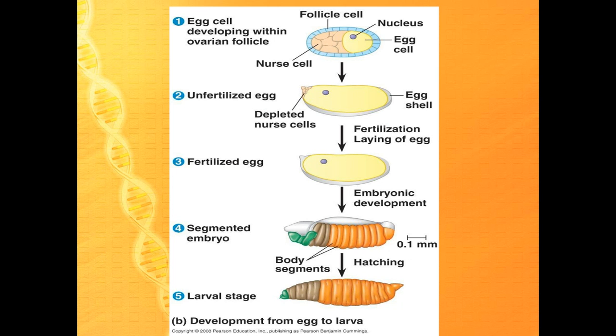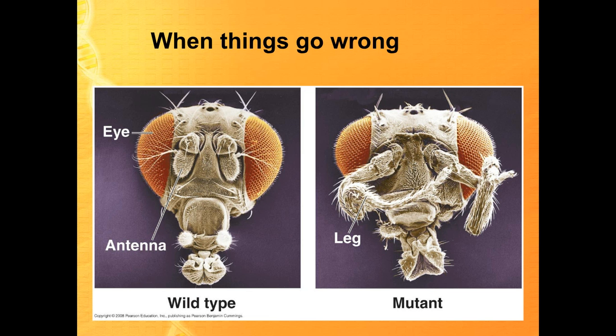So I know I stumbled through that a little bit. I apologize if that's at all confusing. But here's a picture of where there's been a mutant or it's been modified in some way. Notice you get legs where antenna should be. So something is messed up with the body plan. That homeobox gene has been messed with.